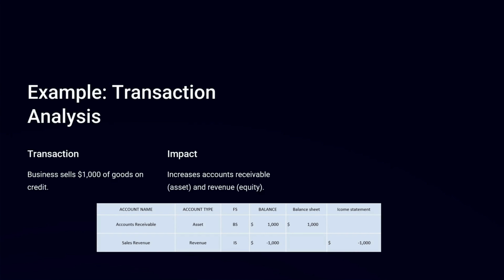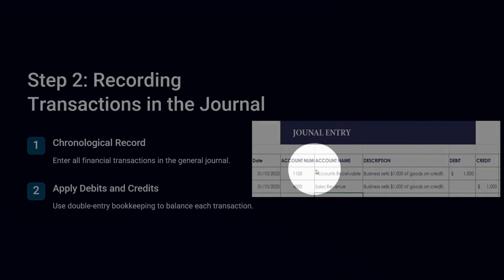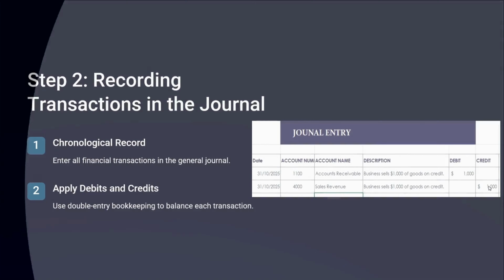The next step is recording the transaction in the journal. Transactions are recorded chronologically using double-entry bookkeeping. That means every transaction affects at least 2 accounts, one with a debit and the other a credit. We have the same example as we have seen before. The business sells 1,000 of goods on credit. Our accounts receivable is increasing. We see 1,000 in debit, and we have sales revenue with the same value in credit.